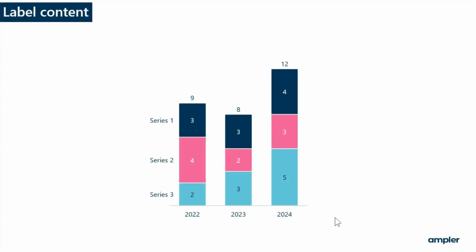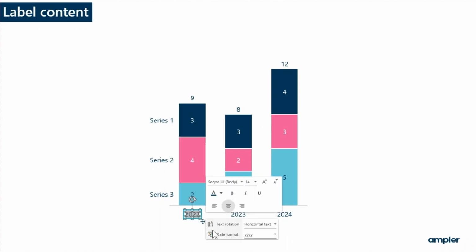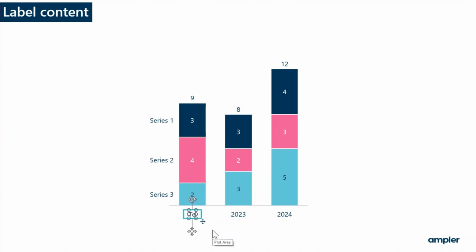To override a label's content, just click on the label and start typing. The text in the label will no longer be updated from the datasheet. Ampler Charts indicates this by showing a small Excel icon next to the label. To re-establish the content from the datasheet, simply click on the Excel link icon.